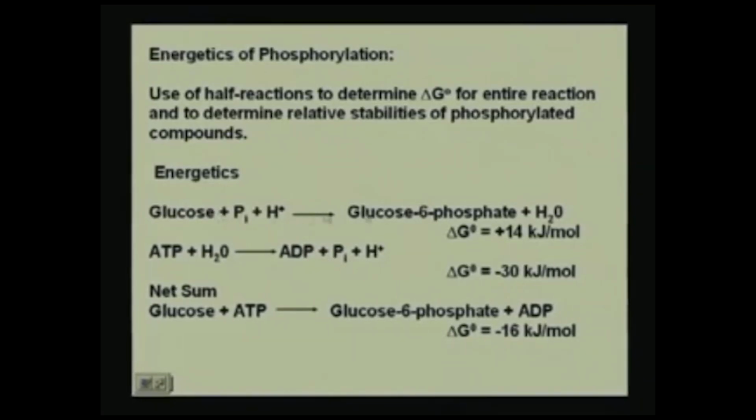So we use the half reactions to determine the delta G zeros for the whole reactions. And we have therefore an overall reaction that is going to be glucose plus ATP, giving us glucose 6-phosphate plus ADP with a favorable standard free energy change that we have here. Now, depending on the concentrations of glucose 6-phosphate and glucose and the relative amounts of ATP and ADP that you have, the free energy change of the reaction is going to change.